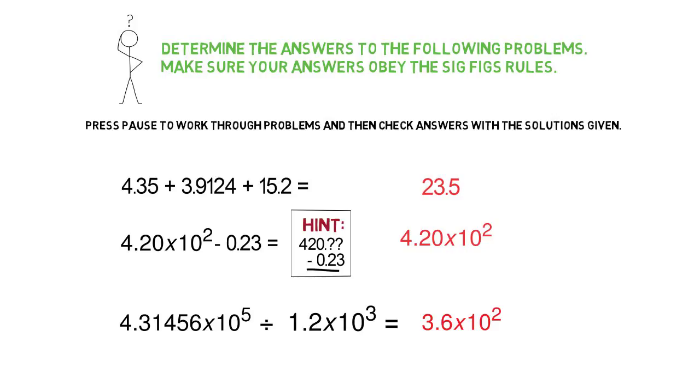Last one is a division problem. And so we just have to look and see which number has the least number of significant digits, and that is the same as the significant digits in the answer. And we see that 1.2 times 10 to the 3rd only has 2 significant digits, and so therefore our answer only has 2 significant digits.